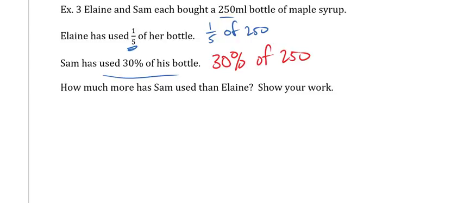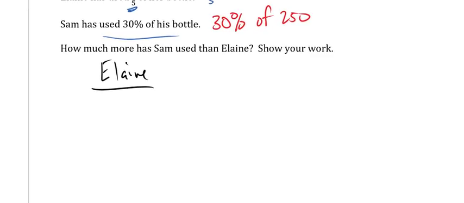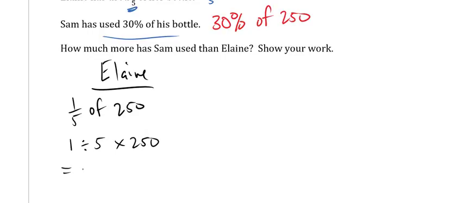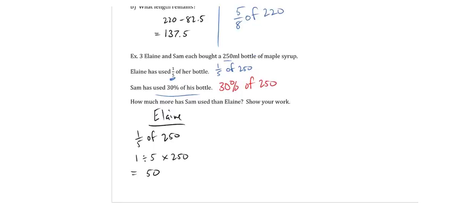So this is what I'm going to do really easily. I'm going to do Elaine. What do I do for Elaine? Somebody help me out here. She's 1/5 of 250. So what do, Emma? 1/5 times 250 is, and how do I do 1/5? 1 divided by 5. Nice. 1 divided by 5 and then times 250. Did you do that already? What is that? 50. And that is what, milliliters, I believe, right?